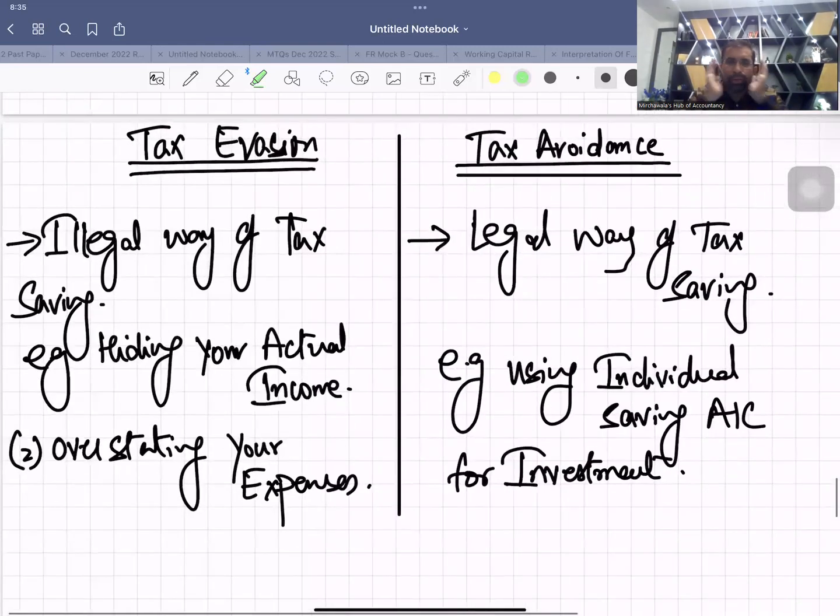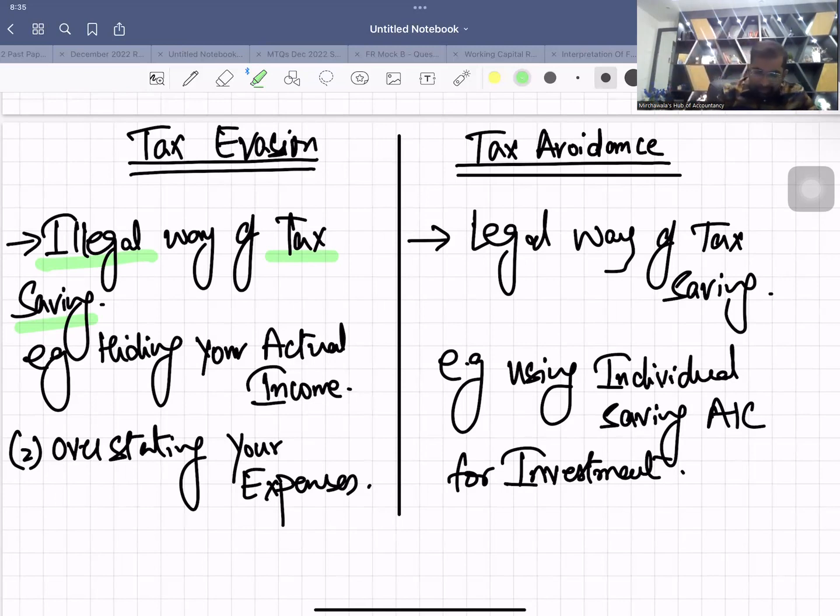Now the last topic of today's class, these two words are written in your book, and it has been examined many times. Tax evasion and tax avoidance. Now what your book says: tax evasion is an illegal way of tax saving, and if you are caught by the tax department doing tax evasion, you will be penalized or you may be punished, right?